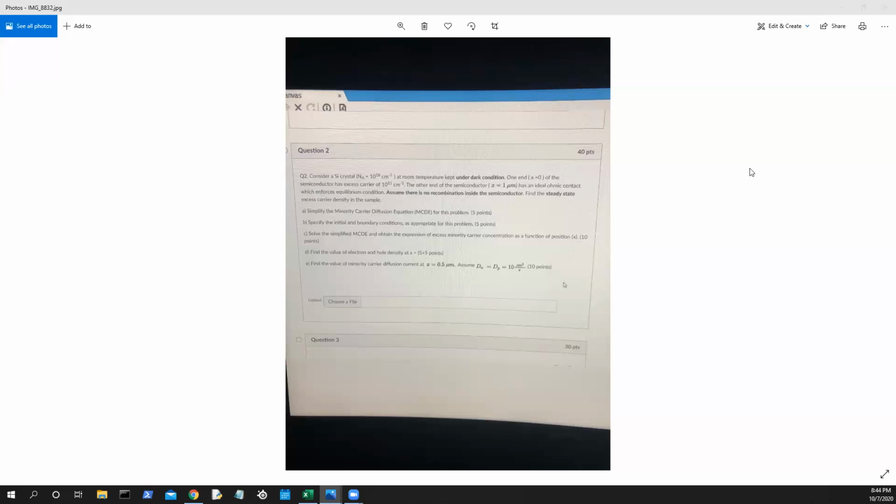Then our next step, oh wait, does anyone have any issues with the boundary conditions, or was this one pretty straightforward?